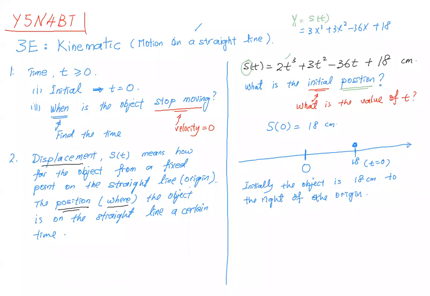Okay, now, if t equal to 1, the position will be S1, right? So where is the object after 1 second? After it moves for 1 second, where is the object? That is the meaning of this.